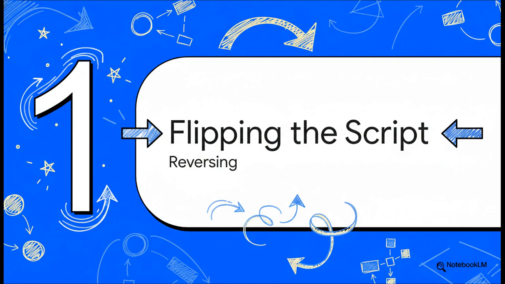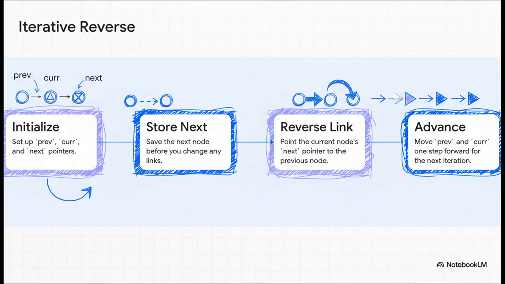Okay, first up, one of the most classic, gotta-know linked list operations, reversing the whole thing. And this isn't just some clever party trick. It's a fundamental test of how well you can handle pointers. Plus, yeah, it's a super common question in tech interviews. So how in the world do you reverse a one-way street?